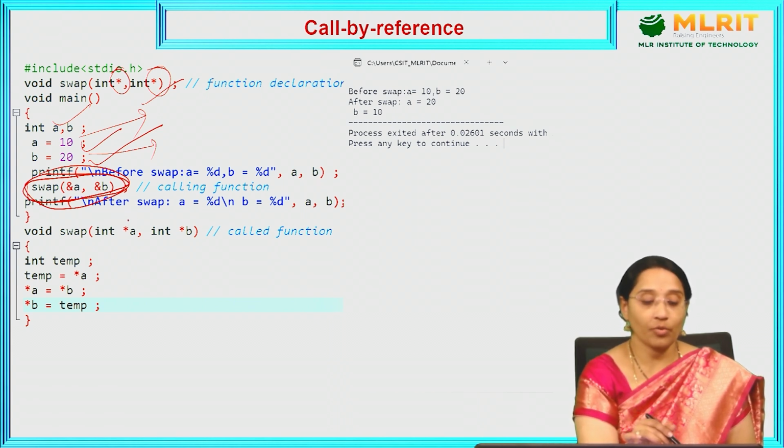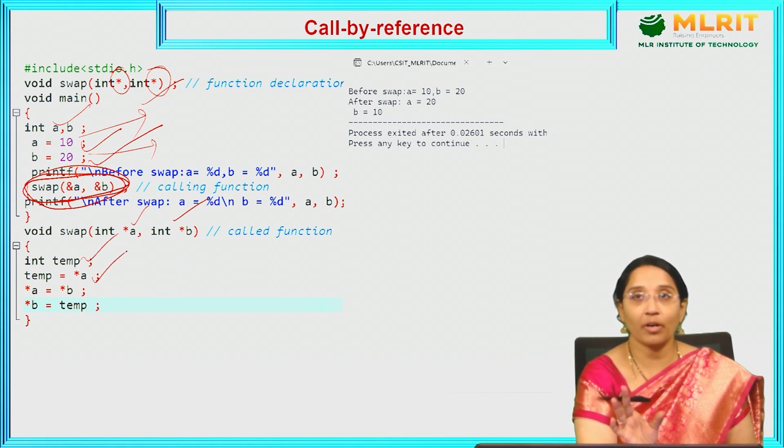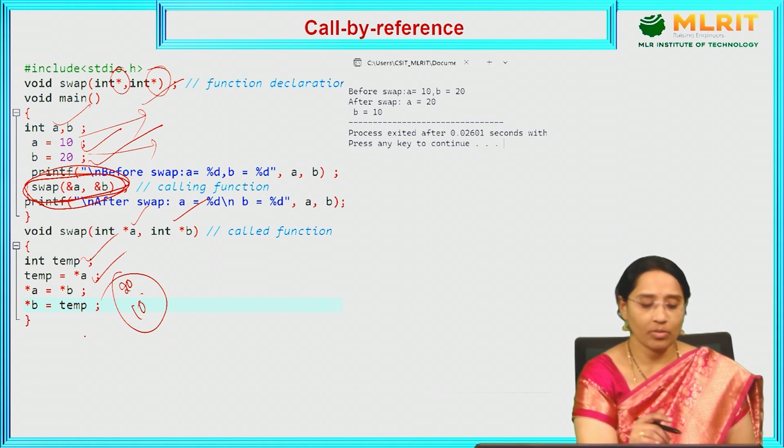Next, in void swap, int pointer a, int pointer b, int temp t equal to the pointer variable. Swapping is done between the pointer variables. What is a pointer variable? A pointer holds the address of another variable. So now obviously we get 20 and 10, because it knows the address of the variable, so it will swap. Whatever changes we make here will be reflected in the calling function.